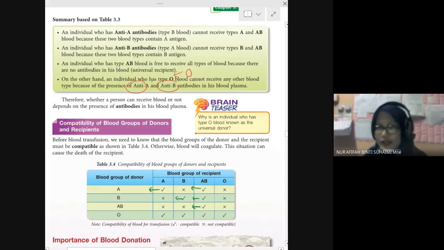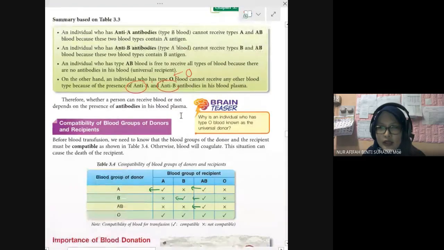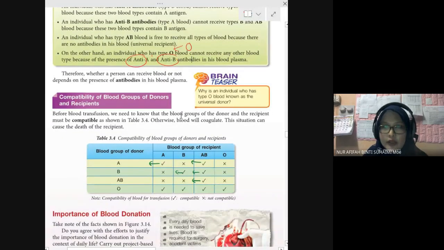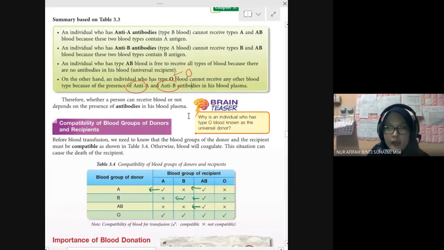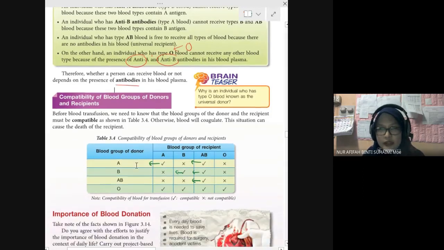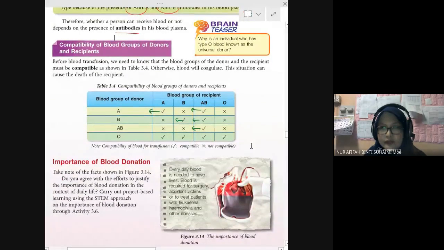Yang O ni sangat kesian lah. Okay, mesti cari orang yang berdarah O, type blood O, to get the donation. Okay, therefore, whether a person can receive blood or not depends on the presence of antibodies in his blood plasma. Okay, we see the compatibility of blood groups of donors and recipients. Okay.